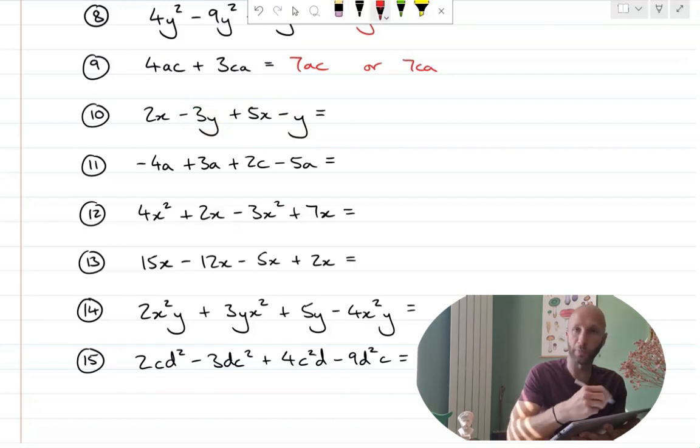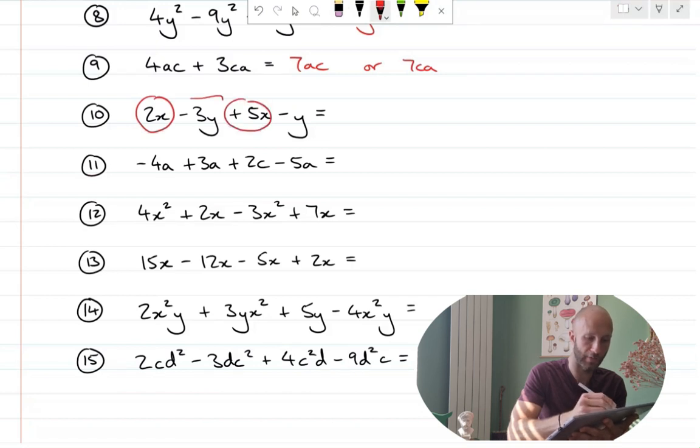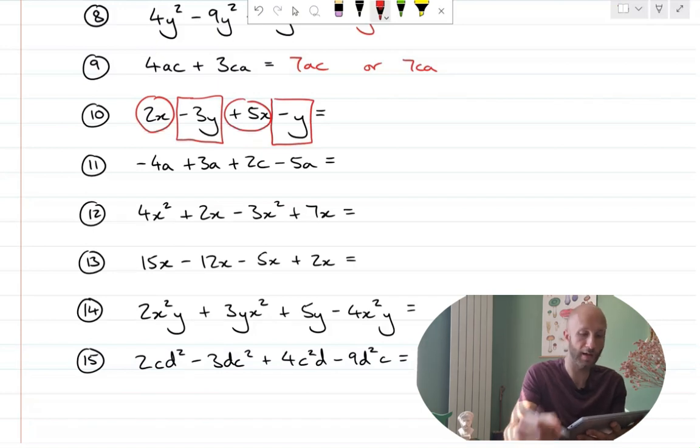Some people like to use bubbles and boxes to do this. They might put bubbles around the x terms and then boxes around the y terms, so you can really highlight them. When you do that, include the sign, but it's entirely up to you how you approach this. You might do that to start with, get more confident, and then not need the hints anymore.